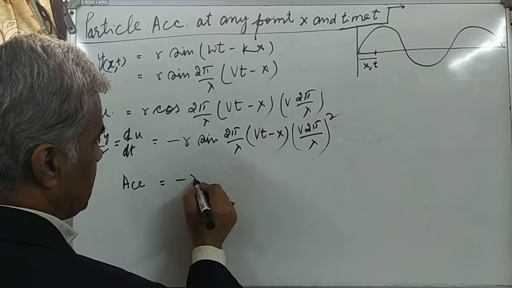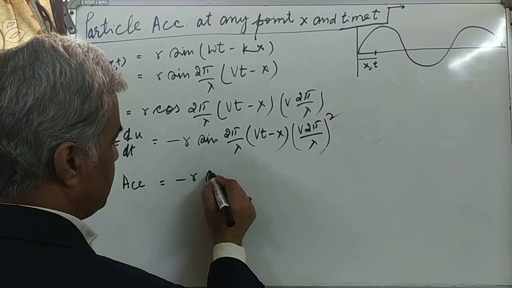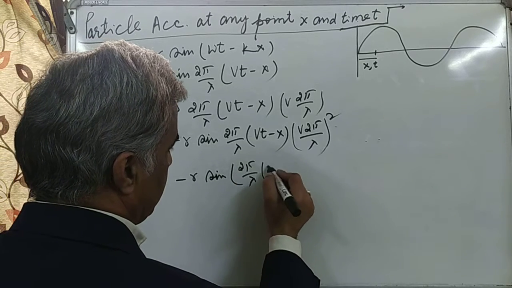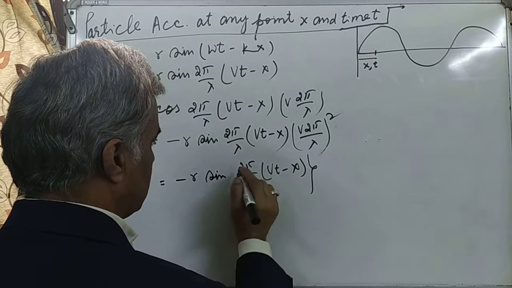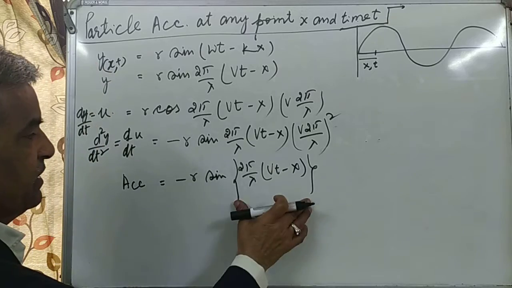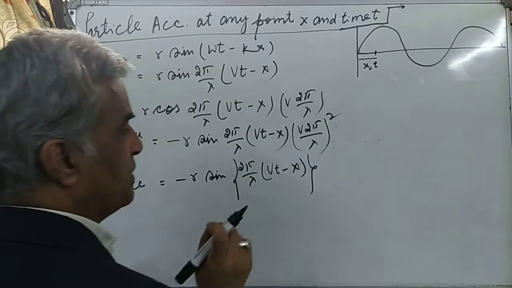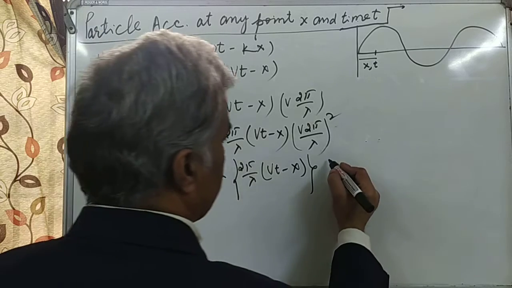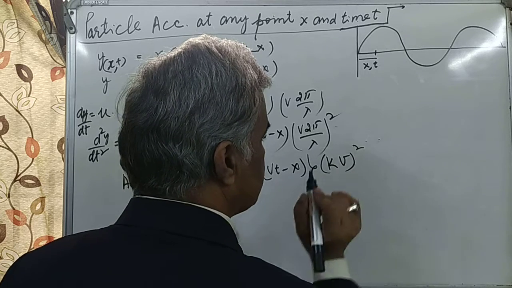that is minus r sin(2 pi by lambda (vt minus x)). This is theta, and this 2 pi by lambda is k. This is kv, kv squared.